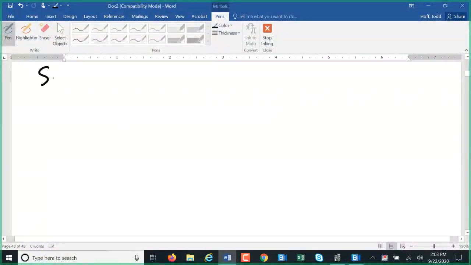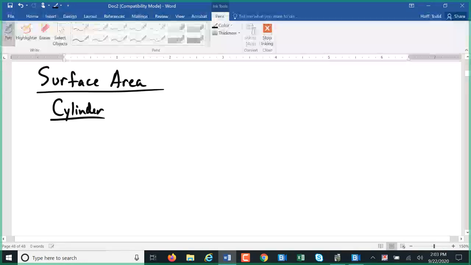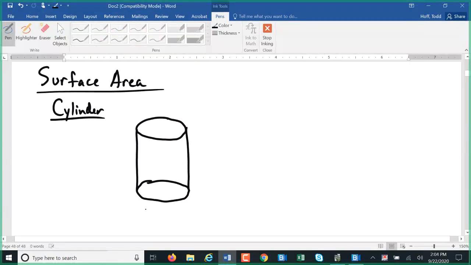Let's jump ahead a couple of weeks. In a couple of weeks, we're going to talk a lot about surface area. For right now, we're going to talk about the surface area of a cylinder. So pretend that looks like a cylinder. Let's cut across here. Let's make that 10 feet across there, and we'll make this 20 feet across up here.